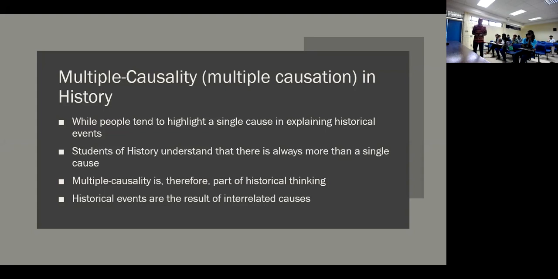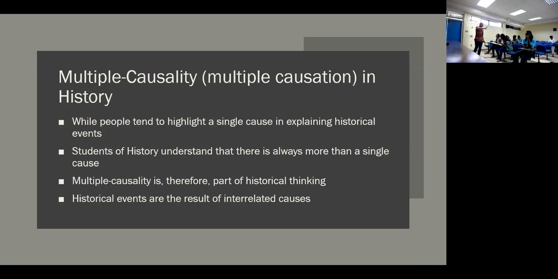While people tend to highlight a single cause in explaining historical events, right? We tend to think, okay, the abolition of slavery, it's because sugar no longer became profitable, and the Europeans or the English were more concerned with serving the interests of the manufacturers, of the industrialists in England. That would be a single cause. Might be the most important cause, and that's a point that you can make, but it's not the only one. What else happened that led to the abolition, right? That's you thinking in terms of multiple causality.